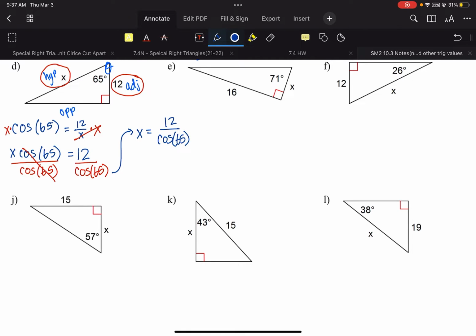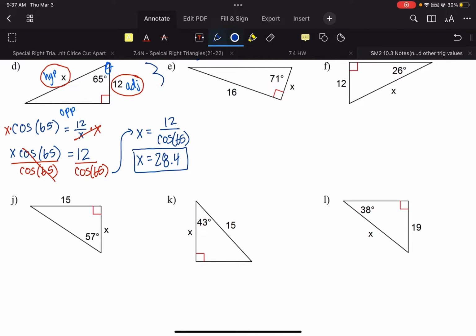Now that the x is by itself, you're going to type that into your calculator. 12, and you're going to hit the divided by sign. So 12 divided by the cosine of 65 is equal to 28.4. That's my x value for this one. Okay. All right, let's do another example of this.